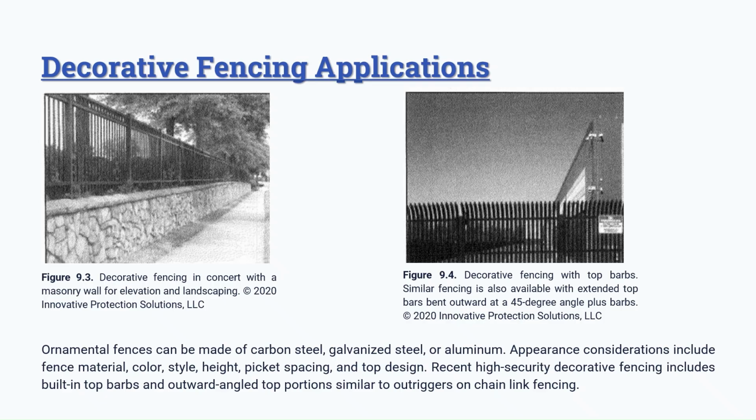Decorative fencing combines aesthetics with basic security. These fences are often made of materials like steel, aluminum, or wrought iron, and are designed to enhance the visual appeal of a property. While they provide boundary definition and some level of deterrence, their primary function is not high security. However, modern designs may incorporate security enhancements such as pointed tops or integrated barriers. The key consideration here is balancing appearance with functionality, ensuring that security is not compromised for aesthetics.